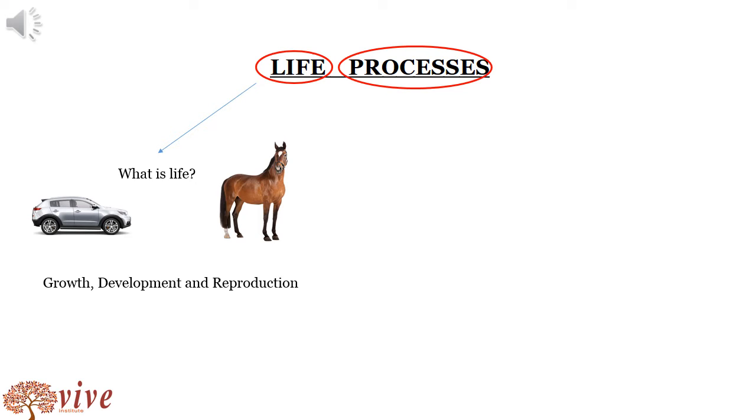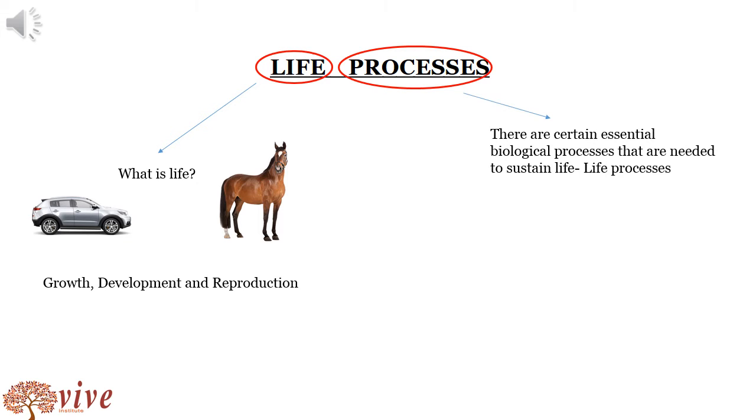There may be some exceptions. For example, a virus is capable of development and reproduction only inside other living beings. Yet, they do perform the function of growth and reproduction. Thus, life processes can be defined as certain biological processes that are needed to sustain life.